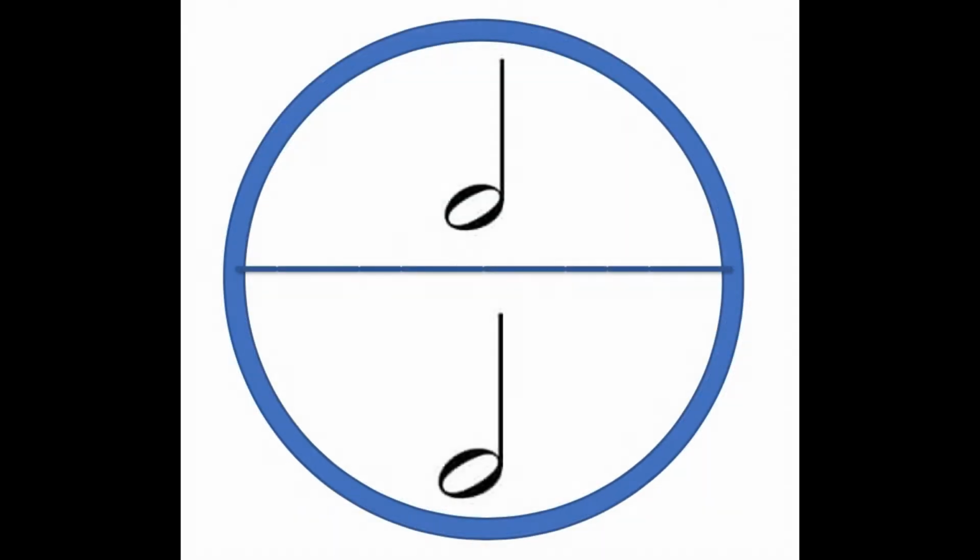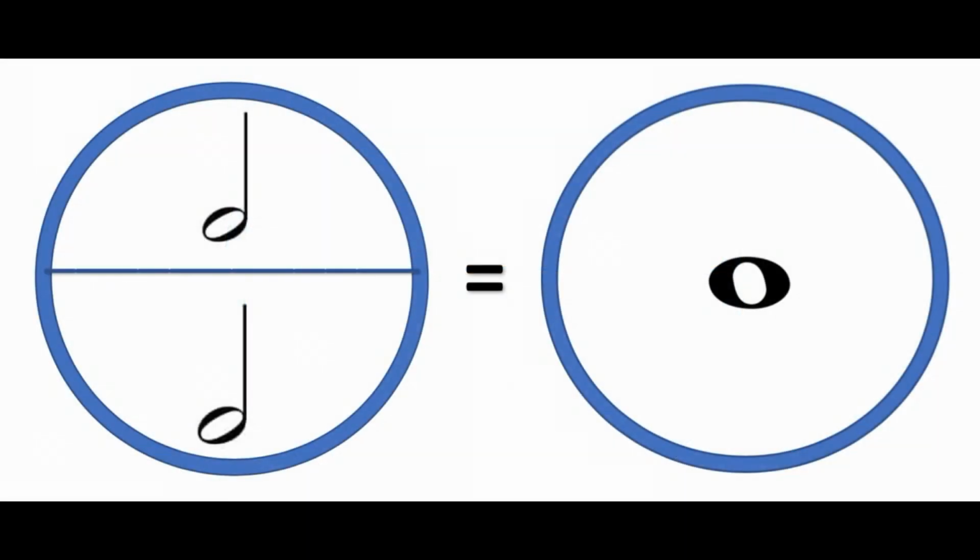Going on to adding the stem, and you suddenly have a half note. A half note is half of a whole note, so they'd be worth 2 counts each. Therefore, 2 half notes equal 1 whole note.